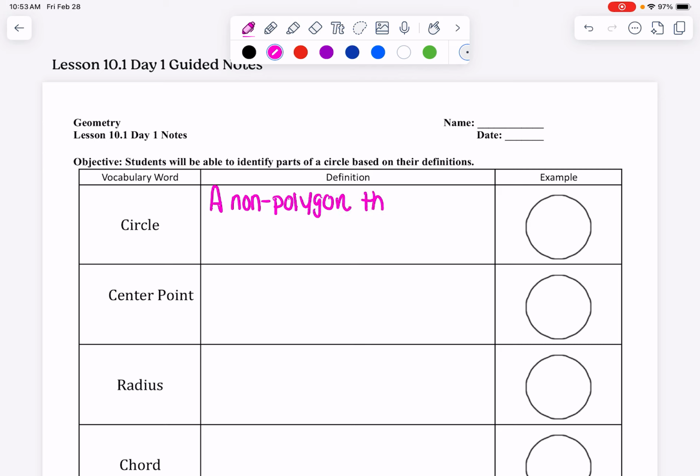That has an infinite amount of edges. And there's an example to your right of what a circle is.